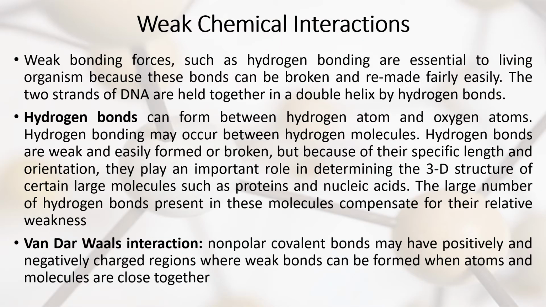Weak chemical interactions. Weak bonding forces such as hydrogen bonding are essential to living organisms because these bonds can be broken and remade fairly easily. The two strands of DNA are held together in a double helix by hydrogen bonds. Hydrogen bonds can form between hydrogen atoms and oxygen atoms. Hydrogen bonding may occur between hydrogen molecules. Hydrogen bonds are weak and easily formed or broken, but because of their specific length and orientation, they play an important role in determining the 3D structure of certain large molecules such as proteins and nucleic acids. The large number of hydrogen bonds present in these molecules compensates for their relative weakness.